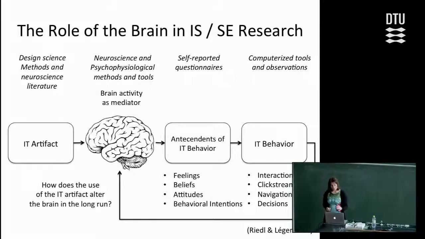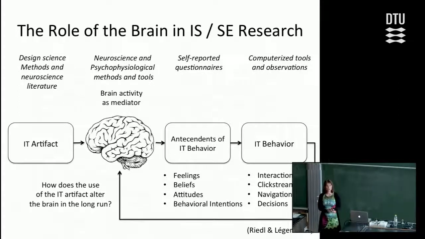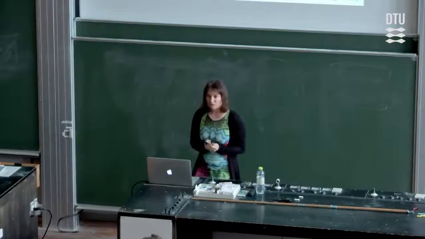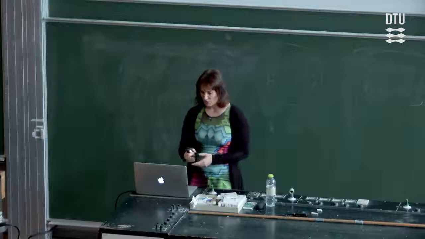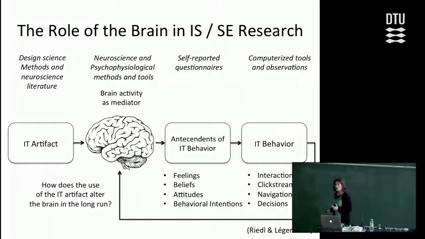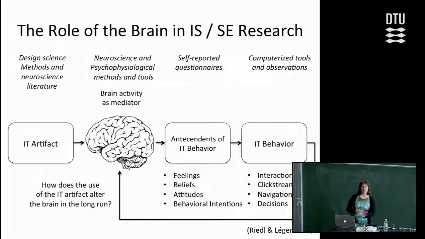What I would now like to do, using this framework, is zoom in a little deeper and talk about the different contributions neuroscience and psychophysiological methods and tools can make within that framework. I will start with the theoretical perspective. When we look at this figure, one of the theoretical contributions can be to use brain activity as a mediator between the IT artifacts and the antecedents of IT behavior or the IT behavior itself. What's typically done in that field are mapping studies, where brain activity is mapped onto different regions of the brain in order to better understand which kind of processes are involved in particular tasks.